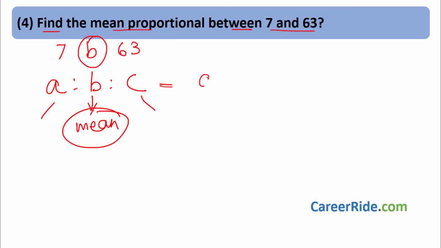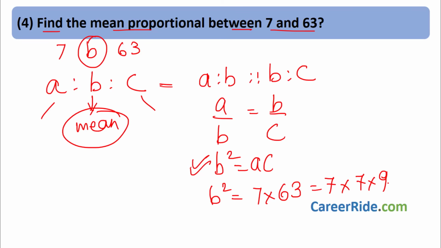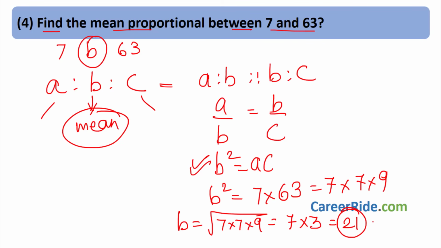We know this can be written as A is to B as B is to C. A upon B would be equal to B upon C, that means B square is AC, and we have to find the value of B. We know what B square is, this is nothing but 7 into 63, that is 7 into 7 into 9. So value of B would be taking square root of 7 into 7 into 9, 7 and 7, so square root would be 7 multiplied by square root of 9, which is 3. Answer is 21. So the mean proportional is 21.